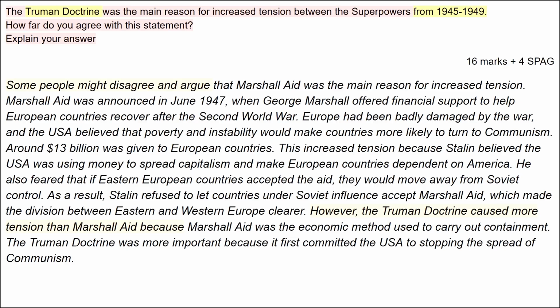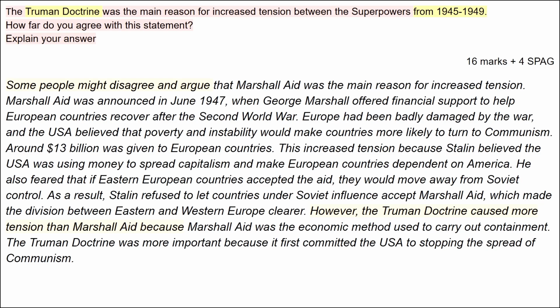Marshall Aid was announced in June 1947 when George Marshall offered financial support to help European countries recover after the Second World War. Europe had been badly damaged by the war, and the USA believed that poverty and instability would make countries more likely to turn to communism. About $13 billion was given to European countries. And then we've got our focus here. We're focusing back on the question.